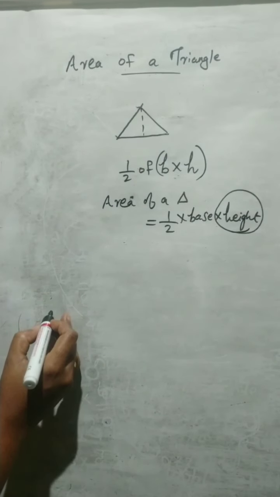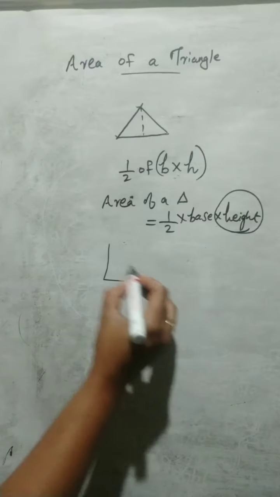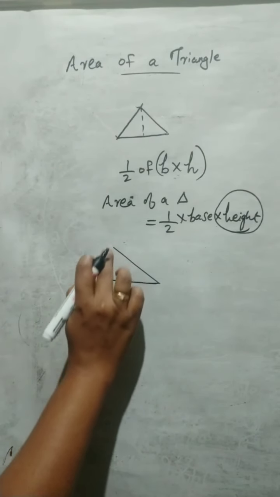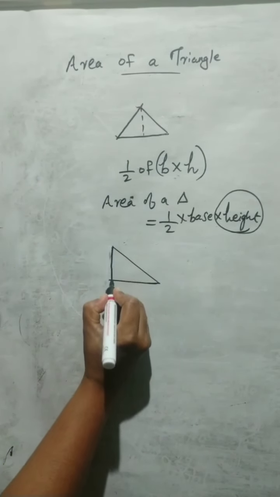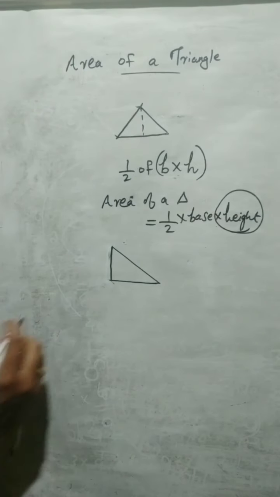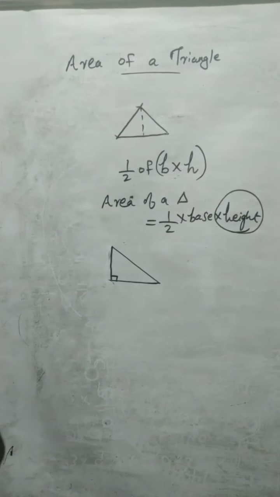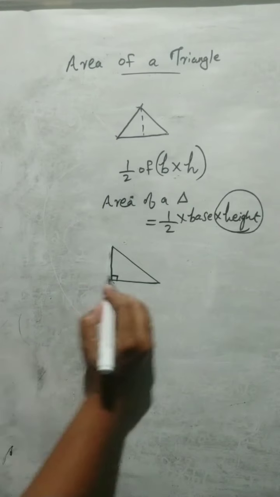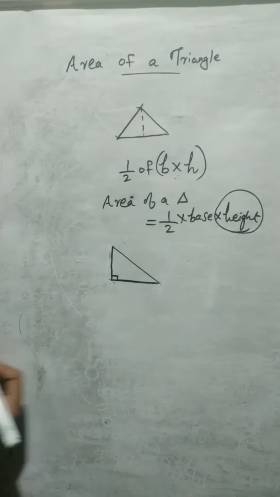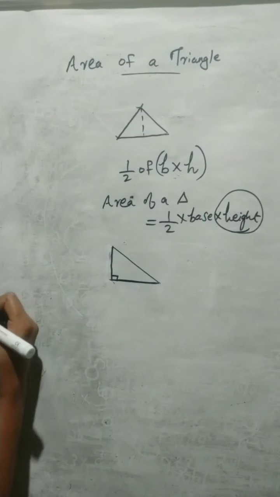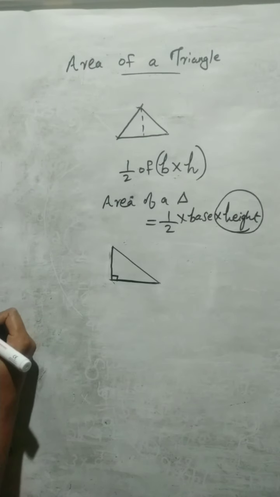Then for a right angled triangle, here this will be the height of this triangle. 90-degree angle. That is the altitude. Then sometimes this also will be the base. Clear?